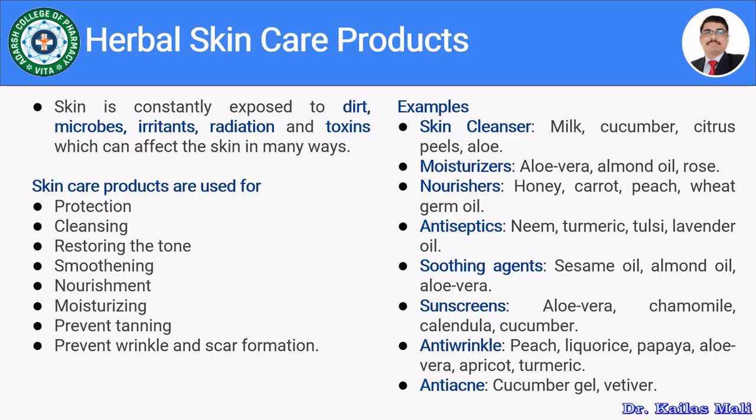The second category is the moisturizer. They are going to maintain the moisture level in the skin. Examples of herbs which are used are aloe vera, almond oil, and rose. Then the nourishers, for example honey, carrot, peach, and wheat germ oil, act as nourishers. Then the antiseptic: there are certain herbs having antiseptic properties, for example neem, turmeric, tulsi, and lavender oil, and they are used to prepare certain antiseptic creams.